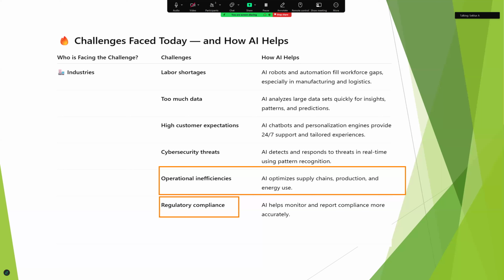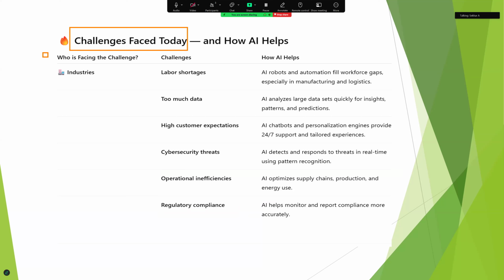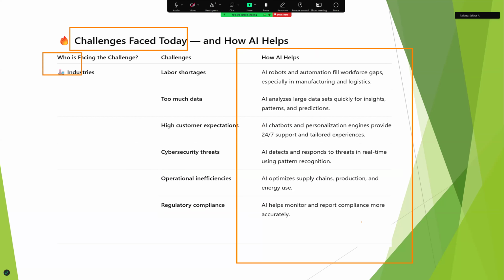Recently, you might have seen news that around 64 lakh users' passwords were stolen from some company. Okay, Meta, Facebook, and all. Right? Have you heard about it? Yeah, just 2 days back it happened. Next, AI helps monitor and report compliance more accurately. So these are all challenges faced by industries. Okay, how AI helps here.